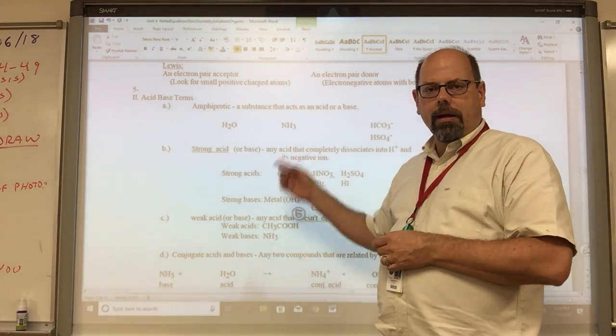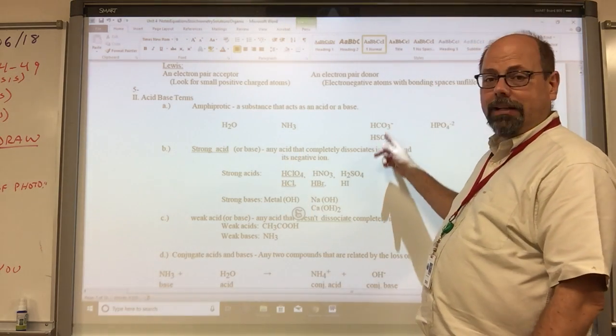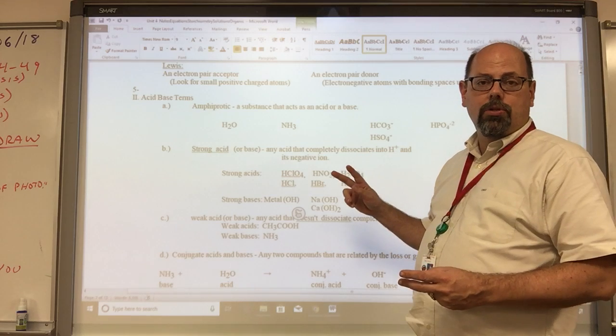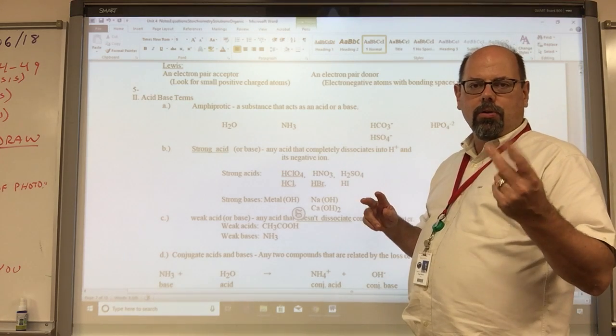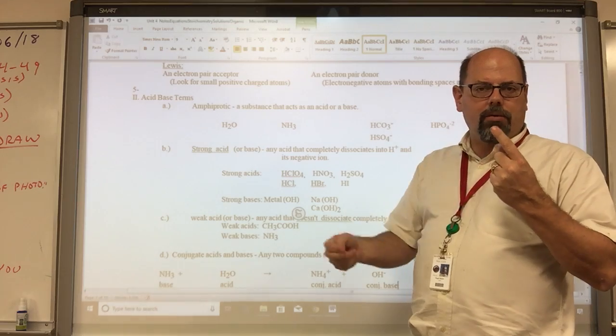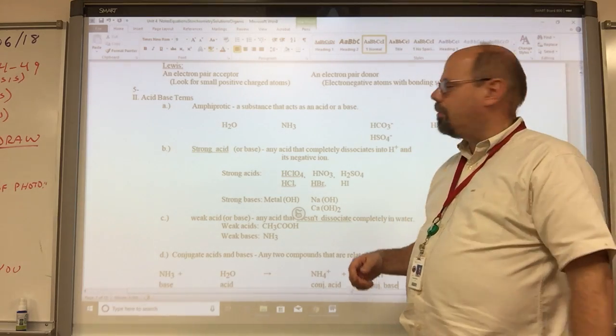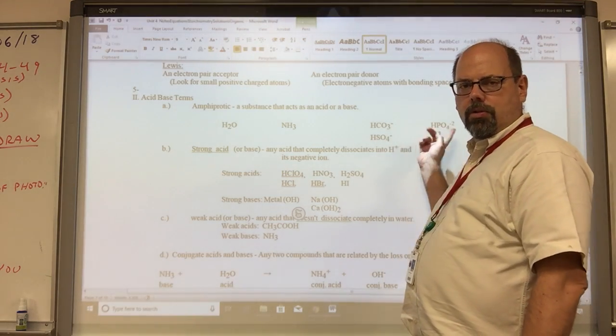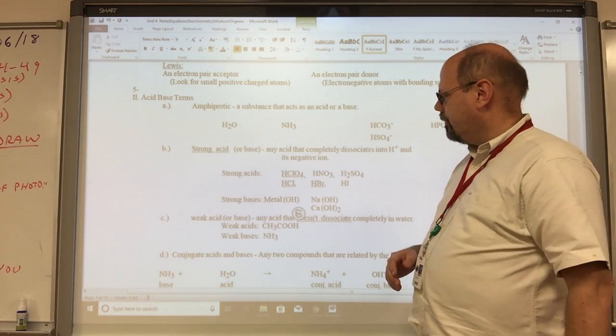So that'll be amphiprotic. NH3 acts that way, and so does any polyatomic ion that's got more than a -2 charge. Because if you're a -2 and you lose one of the hydrogens, now you've got space for another hydrogen to come on, or you've got an extra hydrogen to give up. -2 or -3 charges have that capability.